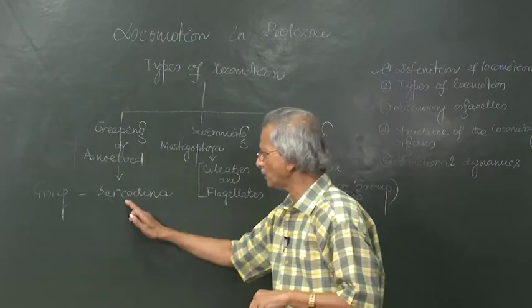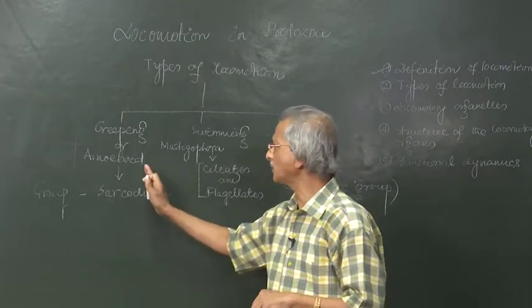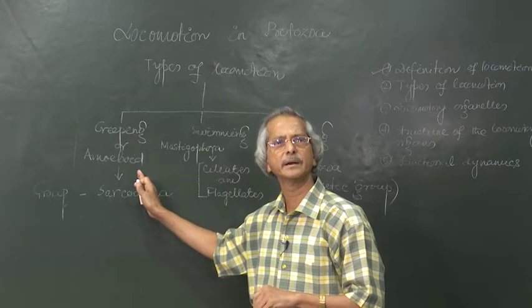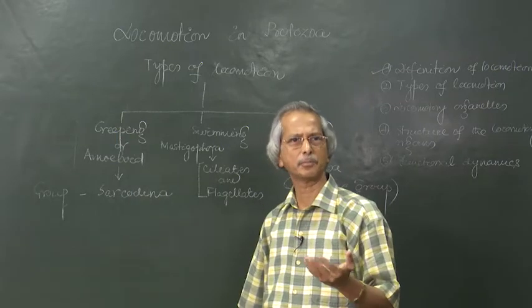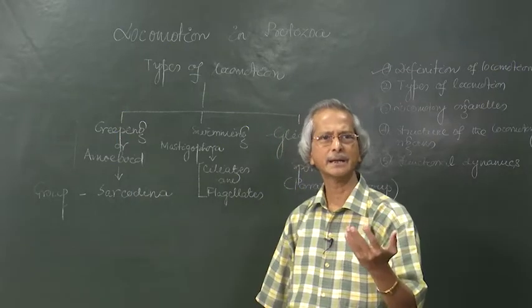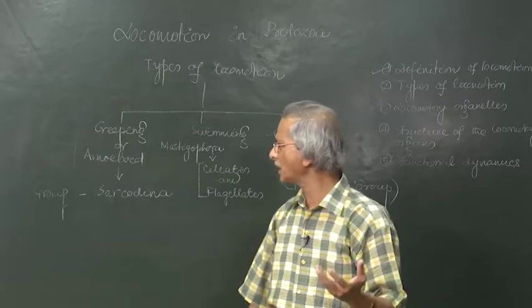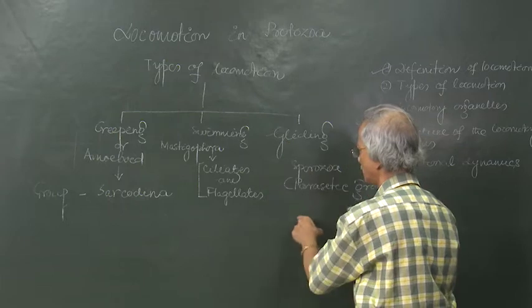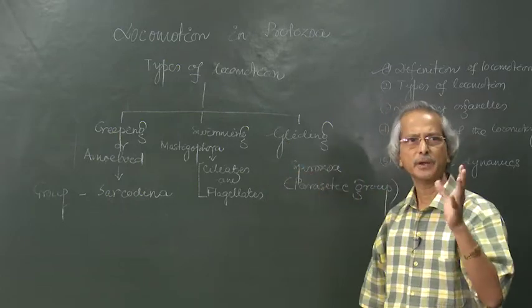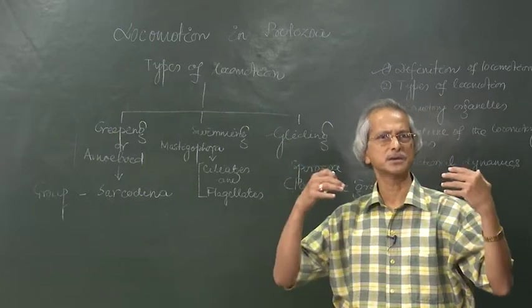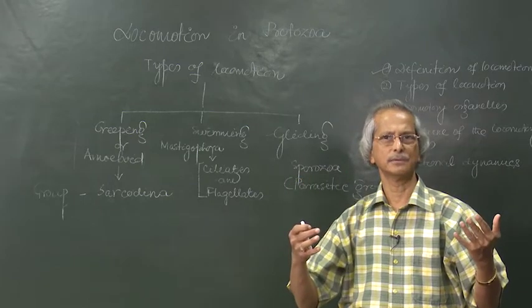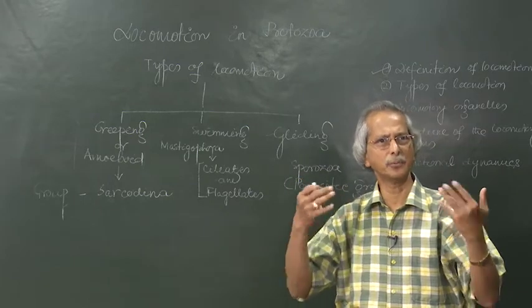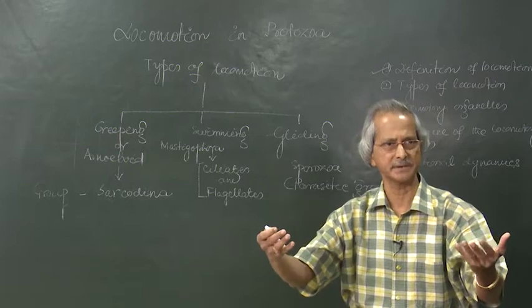Now, let us come to them one by one. When we come to creeping or amoeboid movement, it is facilitated by some specific organs. When we talk of movement, you do not find specific organs on the body in the Sporozoan group. In Sporozoan groups, we do not find specific organelles which can fulfill the purpose of movement.